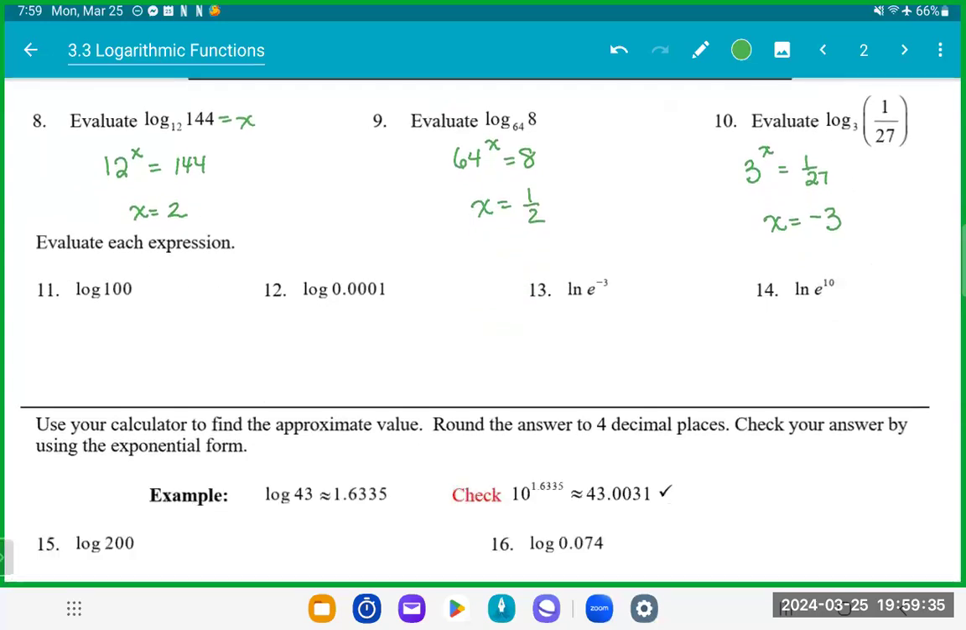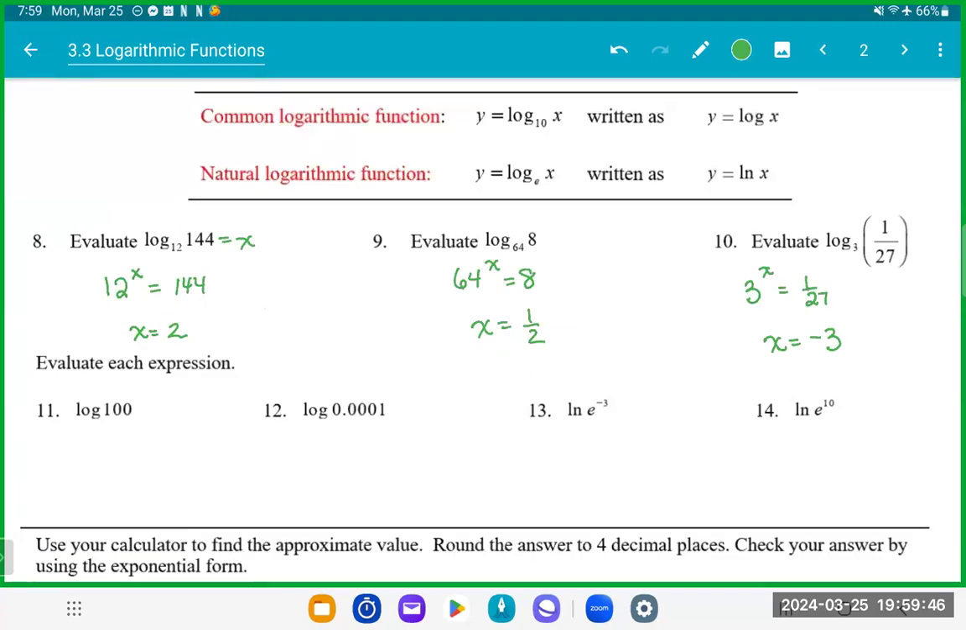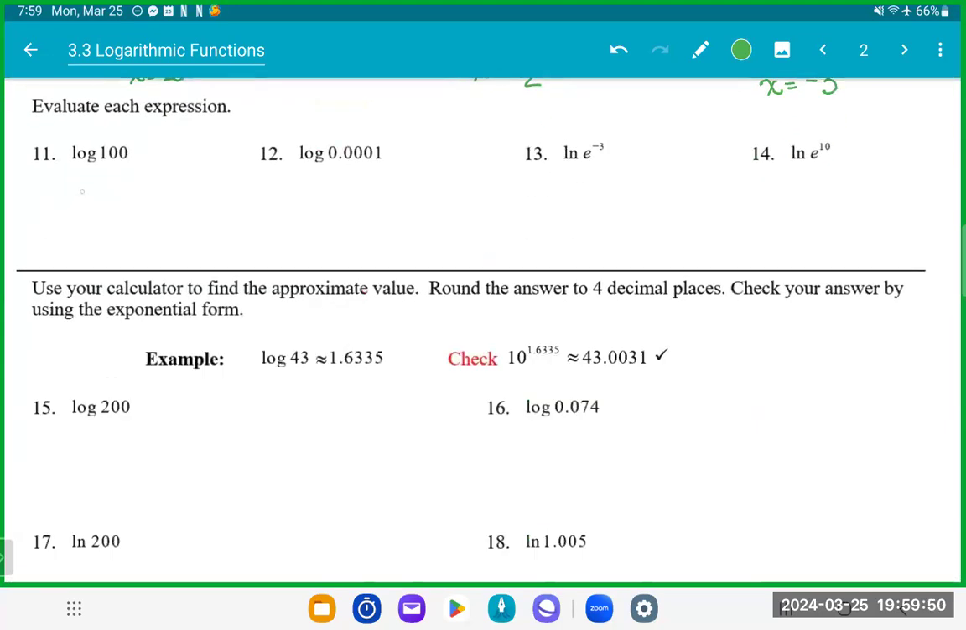Okay, as I mentioned, we have some examples here with our natural log and our common logs. So this one is the same as saying 10 raised to what gives me 100, right? And so that would be 10 squared equals 100.